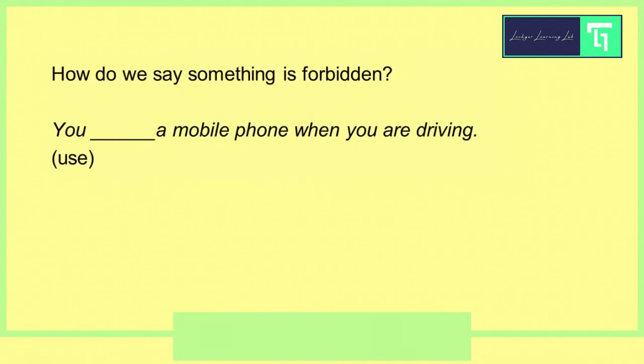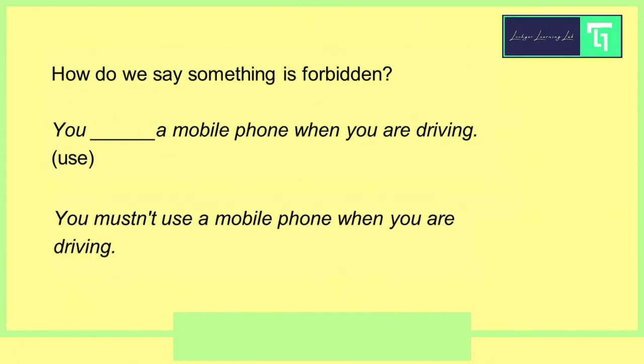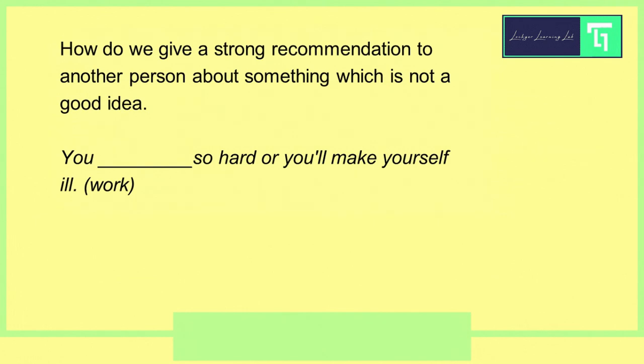How do we say if something is forbidden? So we've got the sentence, you ___ a mobile phone when you are driving, and the verb is use. Okay, this is something that you know is definitely not allowed. Okay, so here we're going to use the modal verb must, but in the negative. Okay, so you mustn't use a mobile phone when you are driving. Now mustn't is the same if it's from one person to another or with a third person, it doesn't matter. Okay, we're going to use that negative, which is mustn't, right? It's prohibited.